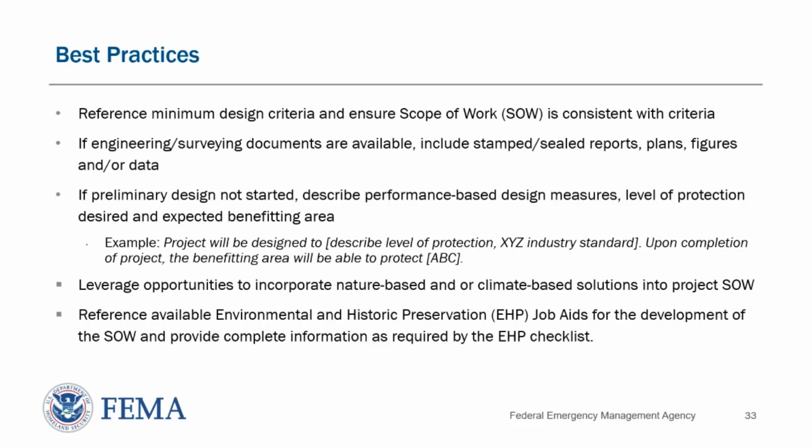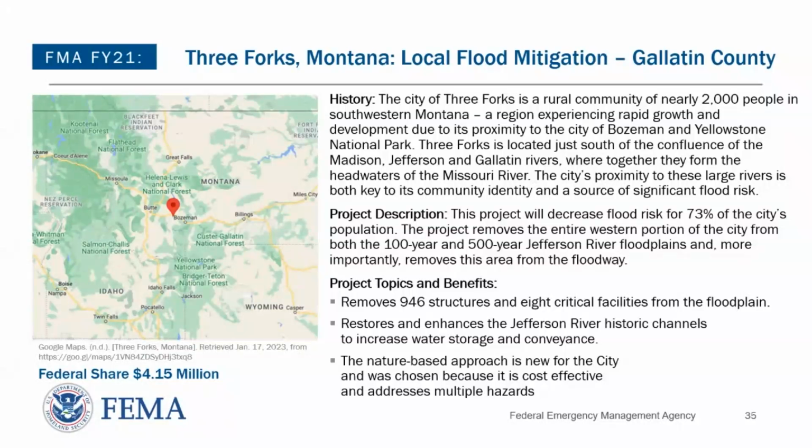by the EHP checklist. In the final segment of this webinar, we will share a few example localized flood risk reduction projects. Our first project example comes from the state of Montana. The city of Three Forks is a rural community with a population of nearly 2,000 in southwestern Montana, a region that is experiencing rapid growth and development due to its proximity to the city of Bozeman and Yellowstone National Park.